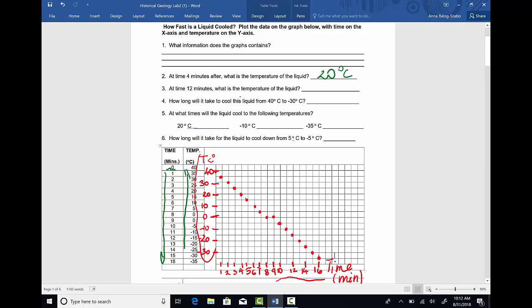At time 12, what is the temperature? So we're going to go to 12 then. And we're going to see that the temperature of the liquid is minus 15. And after this, you can read this off. And how long will it take to cool this liquid from 40 to minus? So it starts at temperature 40, at time 0, and goes all the way to 16. So that's going to be 16 minutes.